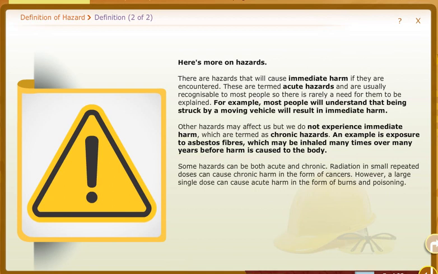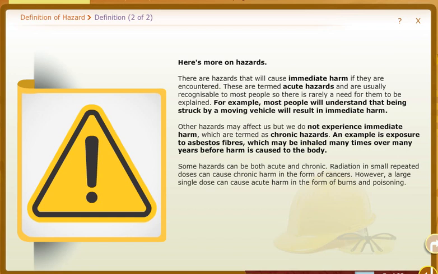Here's more on hazards. There are hazards that will cause immediate harm if they are encountered. These are termed acute hazards and are usually recognizable to most people, so there is rarely a need for them to be explained. For example, most people will understand that being struck by a moving vehicle will result in immediate harm. Other hazards may affect us, but we do not experience immediate harm, which are termed as chronic hazards. An example is exposure to asbestos fibers, which may be inhaled many times over many years before harm is caused to the body.